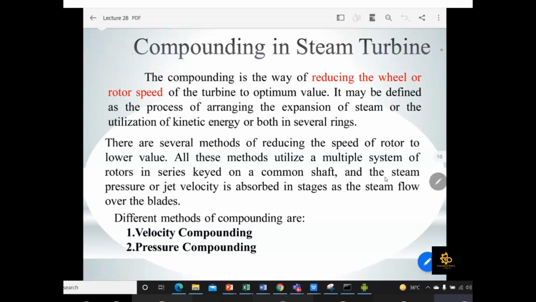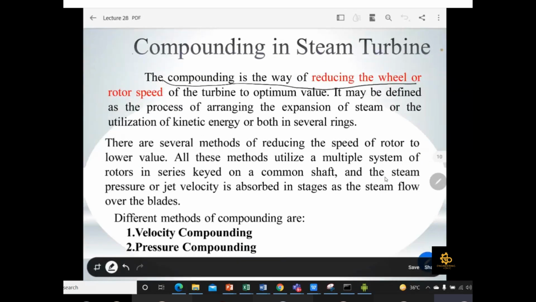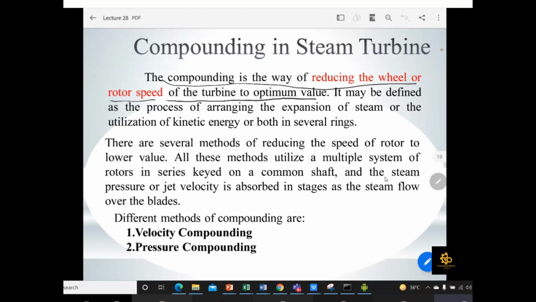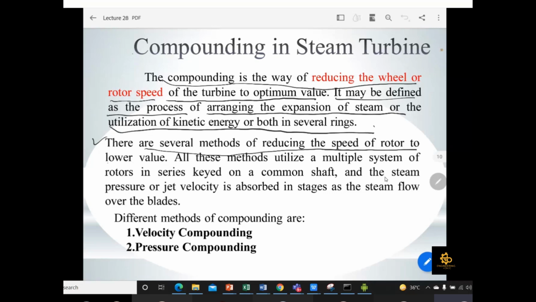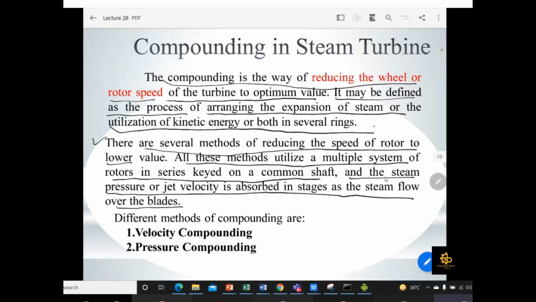If we take a look at the specific definition of compounding: compounding is the way of reducing the wheel or rotor speed of the turbine to an optimum value. It may be defined as a process of arranging the expansion of steam or the utilization of kinetic energy, or both, in several stages. There are several methods of reducing the speed of the rotor to a lower value. All these methods utilize multiple rotors in series keyed on a common shaft, and the steam pressure or jet velocity is absorbed in stages as the steam flows over the blades.